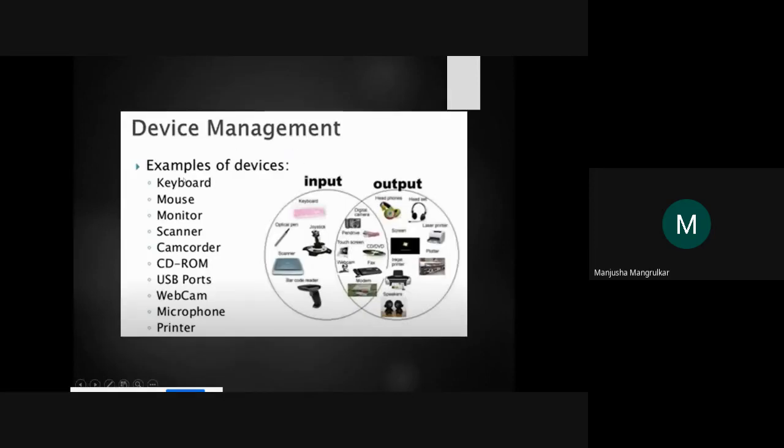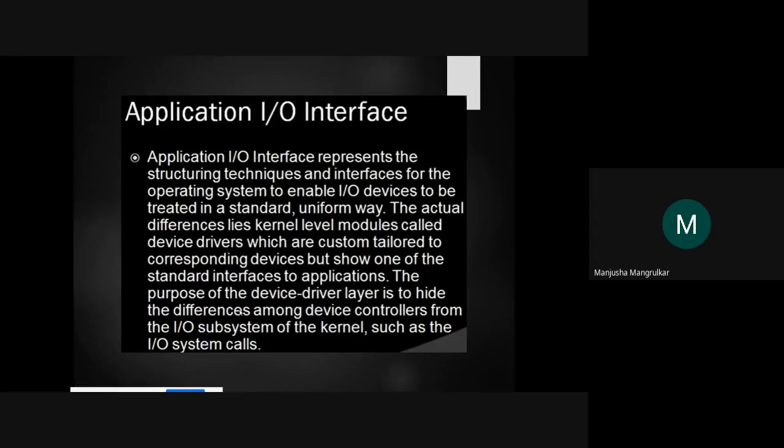The device management examples: which are the devices? We have input and output devices, and some devices are input and also act as output. We have seen this many times, right? Keyboard, mouse, monitor, scanner, camcorder, CD-ROM, USB port, webcam, microphone and printer. All these are input and output devices. Now what is the application IO interface? Each and every device has a driver, and that is to be installed in the upper layer of the operating system, and that is the application of the input and output interface, right?